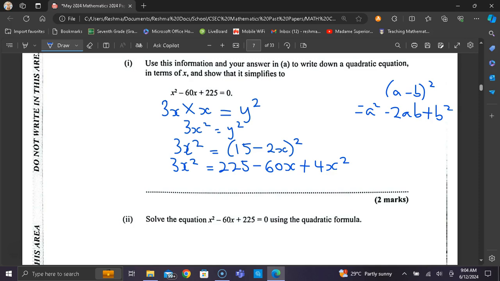So all I have to do now is carry the 3x squared over to the other side. So that's okay. It's the same equation. 225 minus 60x plus, when I carry the 3x squared over to the other side, it'll become 4x squared minus 3x squared. So we're just left with 1x squared, right? Which is the equation that we were required to show.